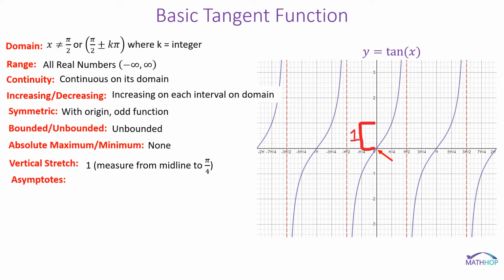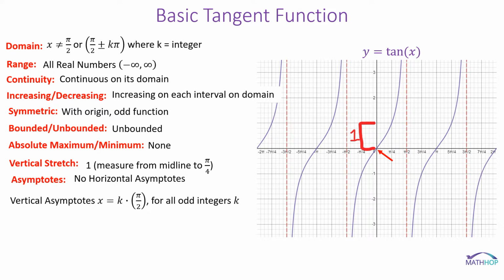Asymptotes. So we talked about vertical asymptotes. There are no horizontal asymptotes, and vertical asymptotes happen every x equals k times pi over 2 for all odd integers of k, or you could say every pi over 2 plus or minus k pi. It happens at pi over 2 and literally every pi radians to the right and every pi radians to the left.